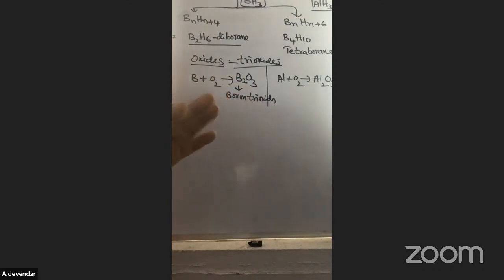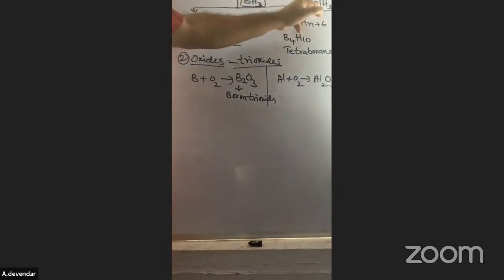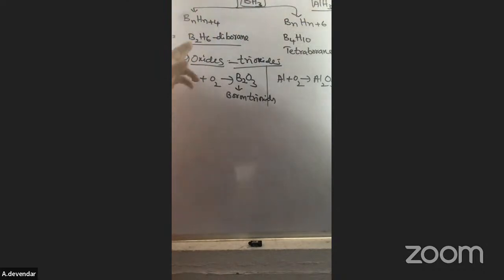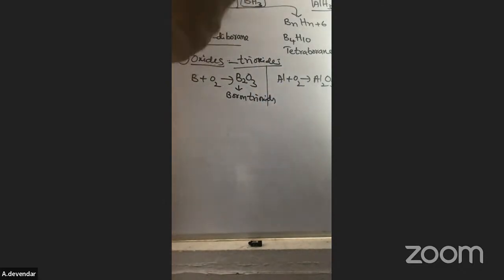So don't worry about the examination point of view. What is important is only the hydrides and oxides. What type of hydrides and what type of oxides are formed by boron and aluminum? Boron forms a hydride of the BH3 type. Aluminum forms the AlH3 type. The oxides are boron trioxide, aluminum trioxide, gallium trioxide, indium trioxide, and so on.